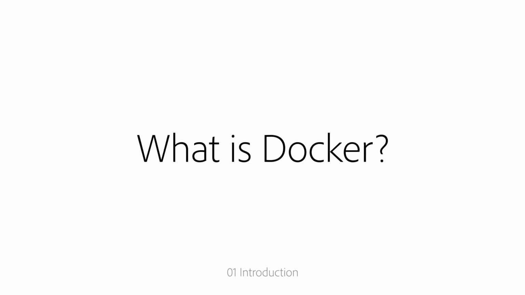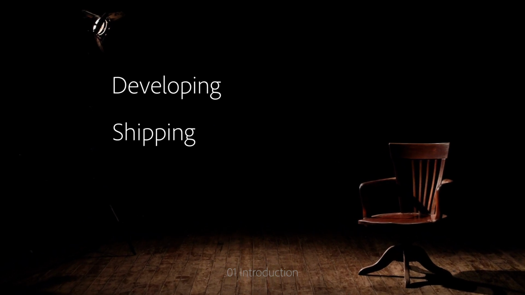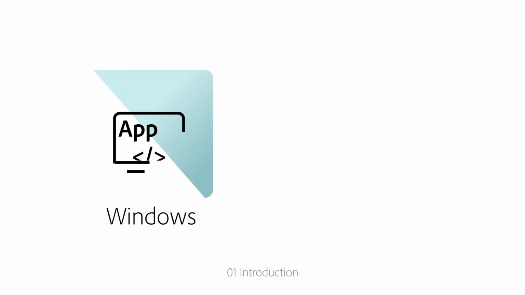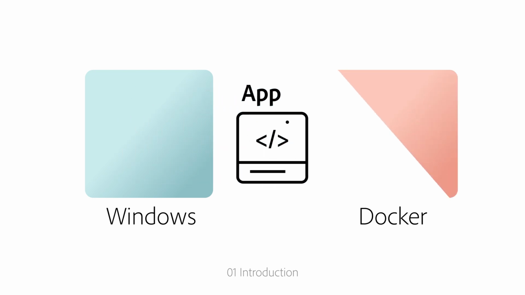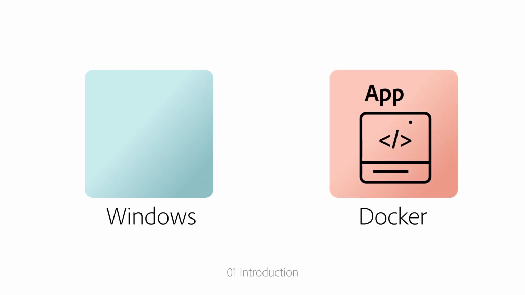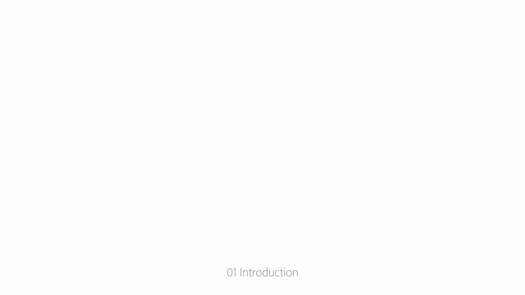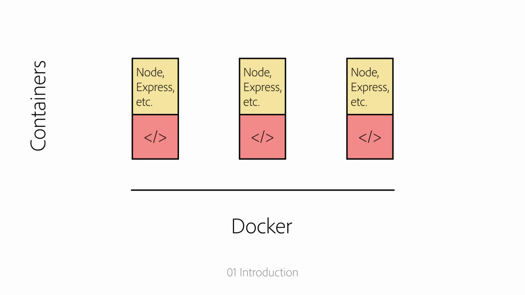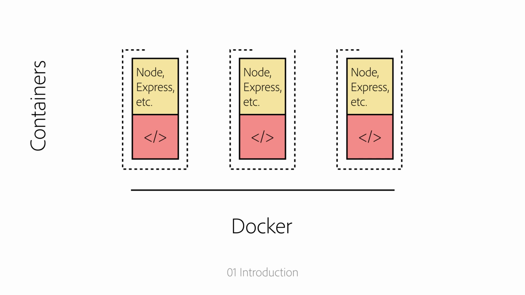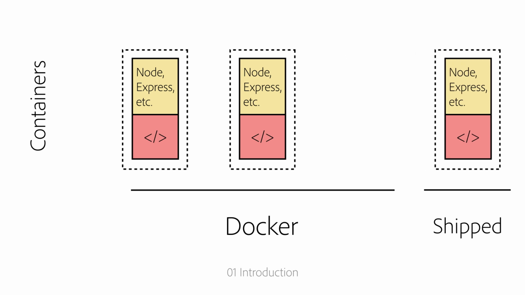What is Docker? Docker is an open platform for developing, shipping, and running applications. Docker enables you to separate your applications from your infrastructure, so you can deliver software quickly. Docker does that by creating containers which contain your application and all the dependencies required for running it. These containers are managed by Docker. The app is shipped as a Docker container, which ensures that it will work as expected.